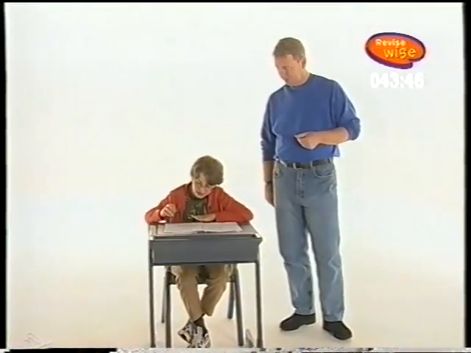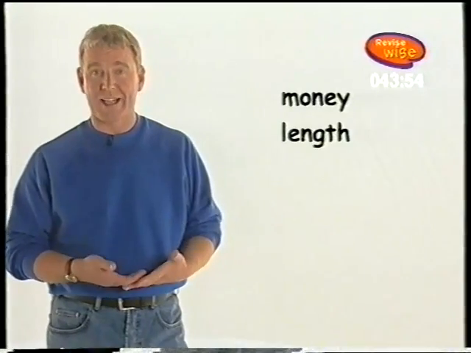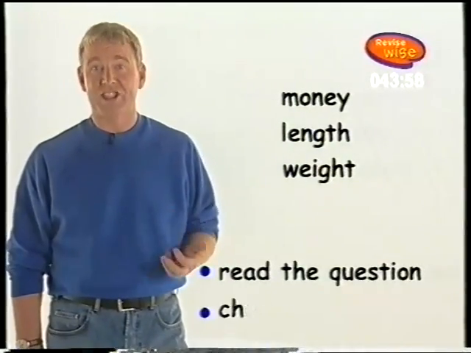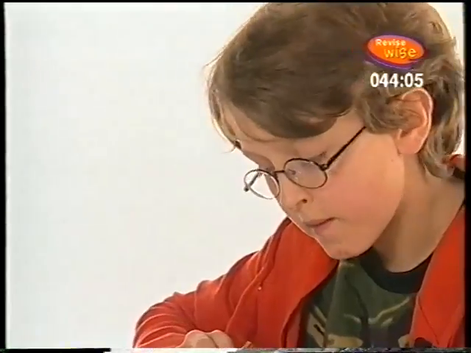Now, is that right? The maths is right, but the question is about money. So what's missing? Oh, I've missed out the pound sign. There are lots of questions in the maths papers about money and lengths and weights. So it's important to read the question properly and check that you've given the answer in the right units. And what about the second part of the question for an extra mark?